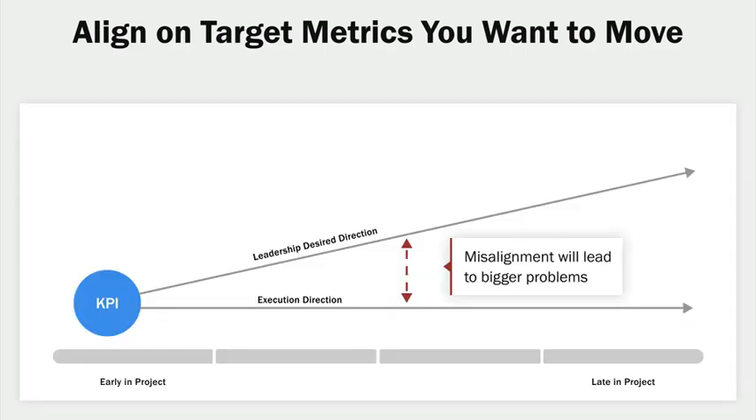If leadership and the team have different ideas of what the target KPI is, then your execution will look like 2 lines pointing in slightly different directions. Early on, your execution direction will look close enough to leadership's desired execution direction because you are relatively close to the area they want to head. However, over time, the difference gets much larger, which ends up leading to bigger and bigger problems.